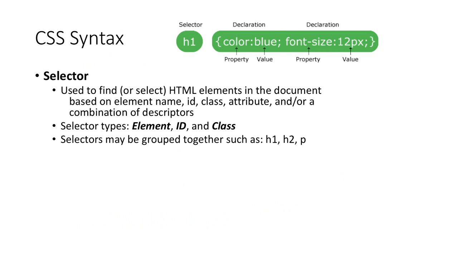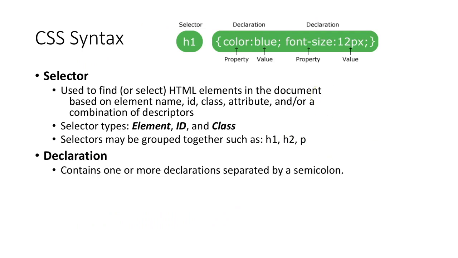You can also group selectors together. For example, right now we just have the H1 selector applied, which is going to apply this style here. We could have said H1, comma, H2, comma, P, which means just apply this style to all tags that are either H1 or H2 or P tags.